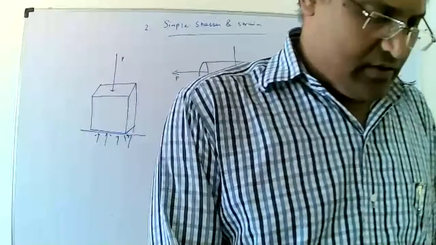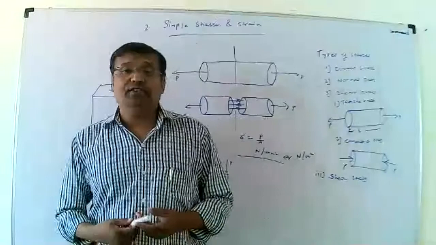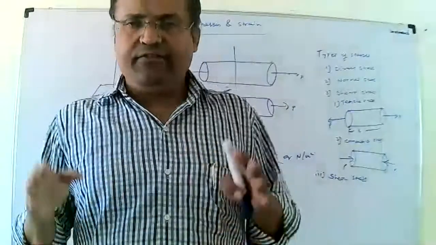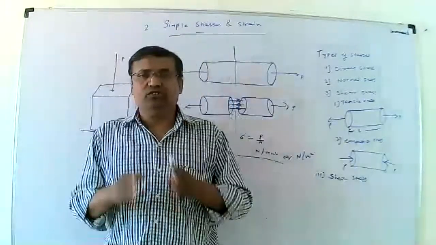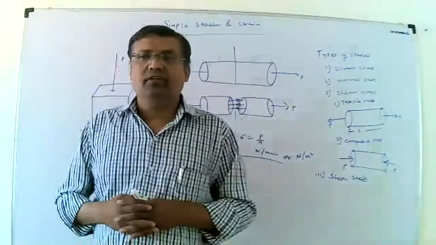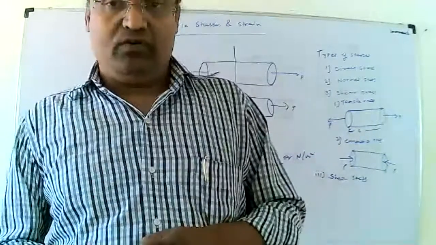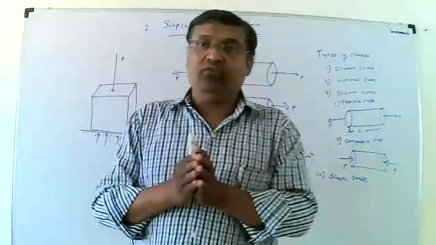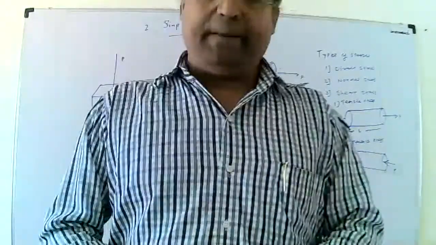Then we see what a direct load is. One concept is remaining. What is direct load? The basic concept is the same. A direct load is defined as the load whose line of action coincides with the axis of the member. It is the type of load which acts through the centroid of the section of the body.